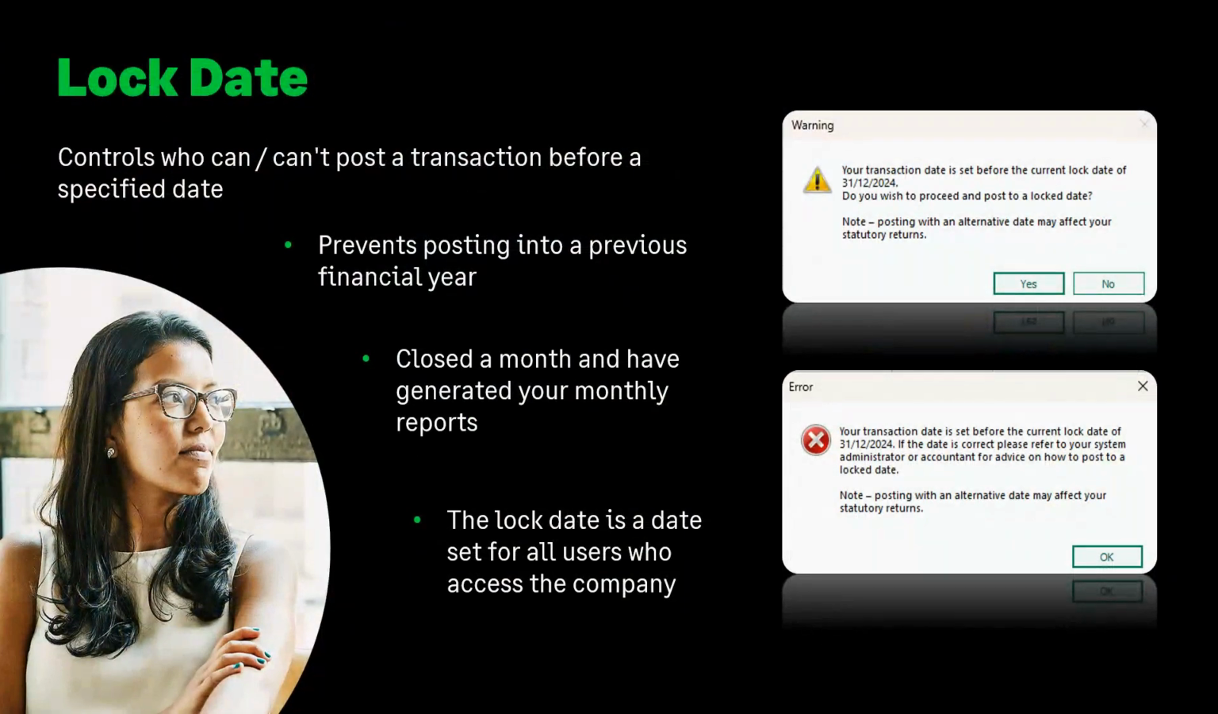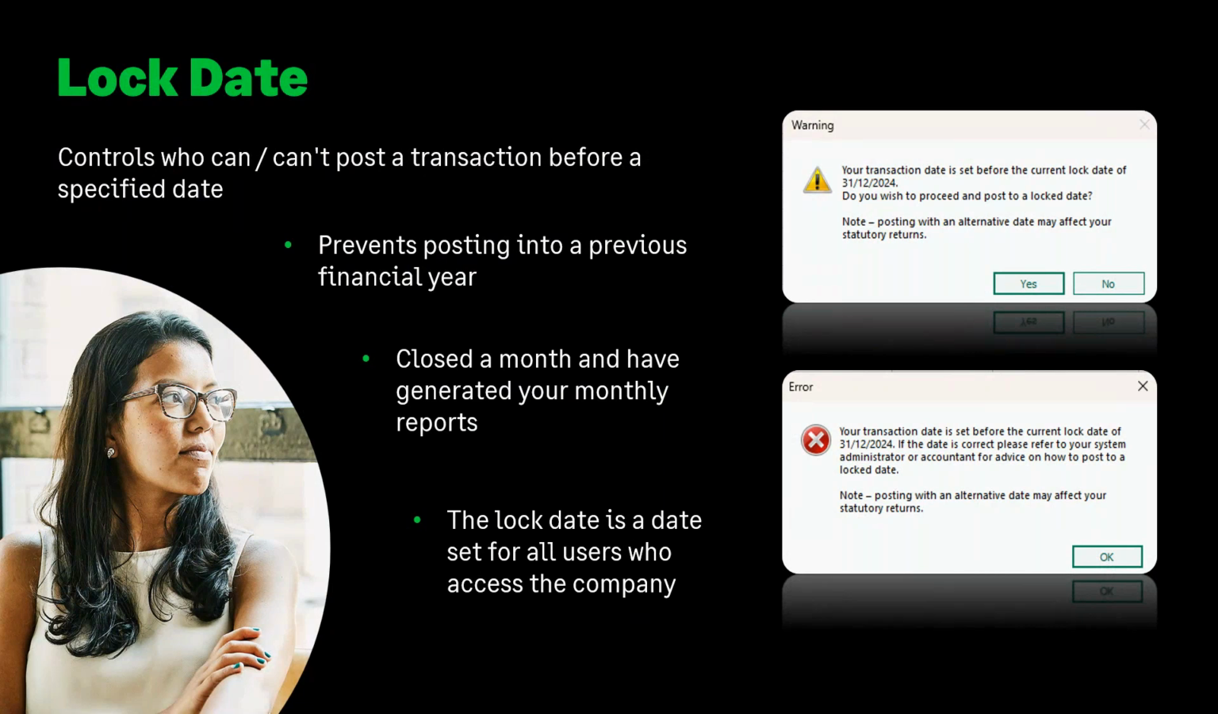What the lock date does is control who can and can't post a transaction before a specified date. That depends on the user's settings. They're going to get one of two messages, which you can see on the screen. If they're authorised to post before a lock date, they get a warning message making them aware there is a lock date, but they can still post by clicking yes to continue. If they're not authorised, they get an error message telling them they're not able to post prior to that lock date. All they can click is OK, and it won't let them post.